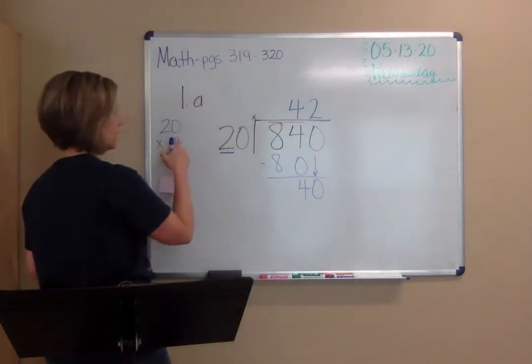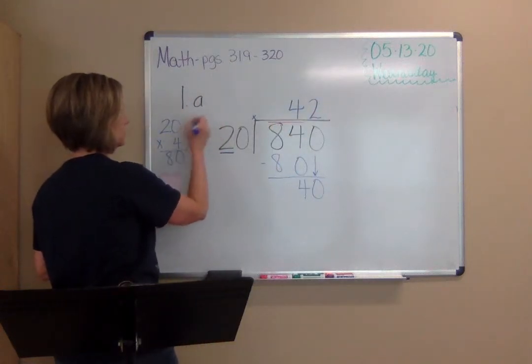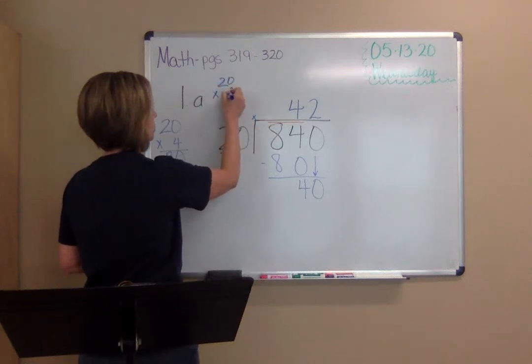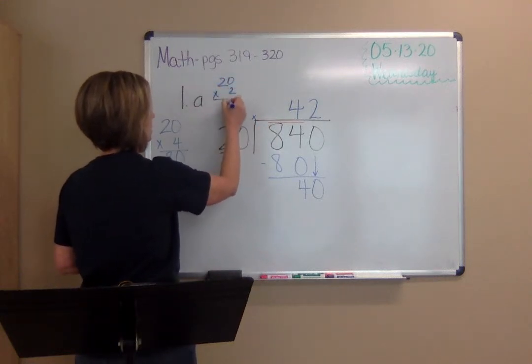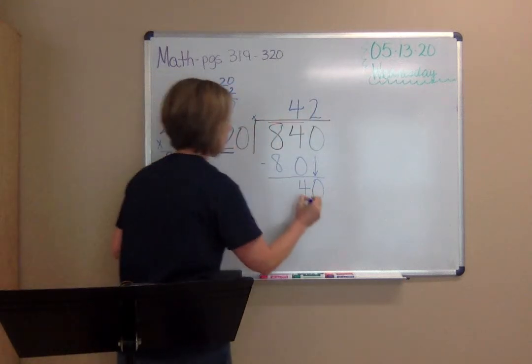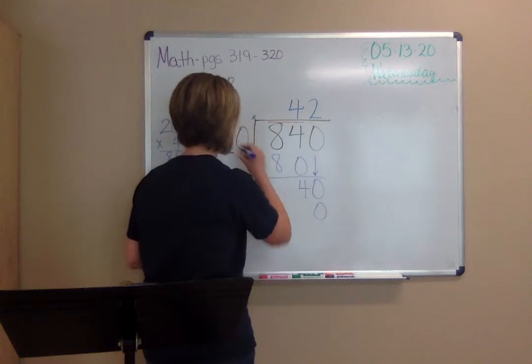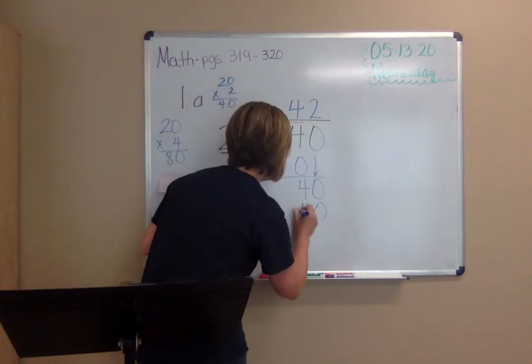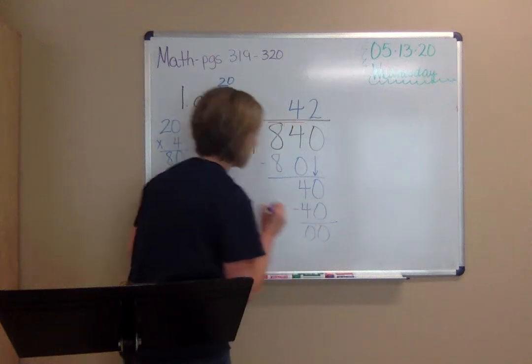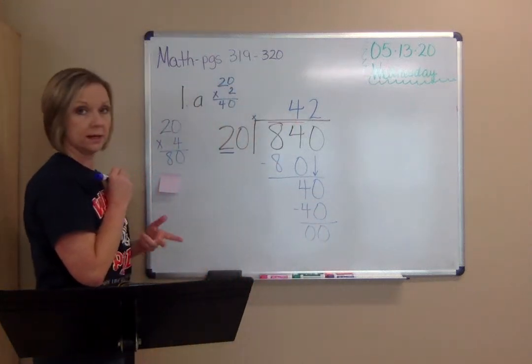I could say over here, I'll put it right here. 20 times 2, 0, 4. Or I could say 2 times 0 equals 0. 2 times 2 equals 4. Subtract. 0 minus 0 equals 0. 4 minus 4 equals 0. All right? And then I need to check.